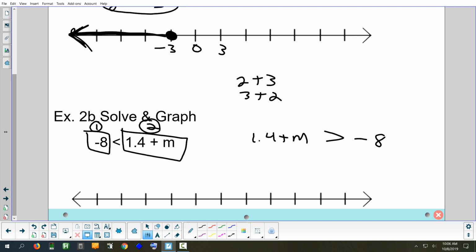Oh, one step. That's all we've got to do, one step. Minus 1.4 on both sides. Now, a little tricky because we've got that -8. So we've got m is greater than... Anyone think they got -8 minus 1.4? Remember, when you have a negative number and you subtract something, it gets even more negative. So you're going to get a number that's further to the left. Yep, -9.4.